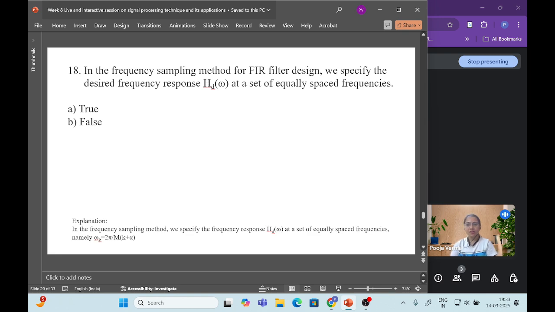Now the next question is, in the frequency sampling method for FIR filter design, we specify the desired frequency response HD of omega at a set of equally spaced frequencies. Okay, they have given at a set of equally spaced frequencies. So that is either true or false.